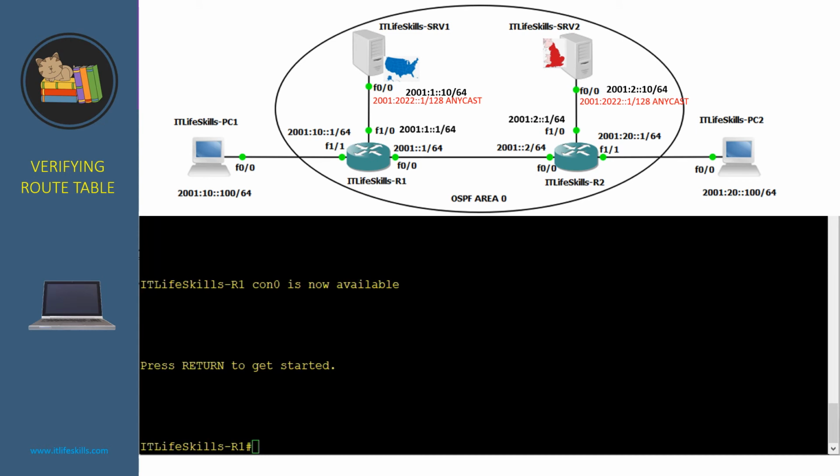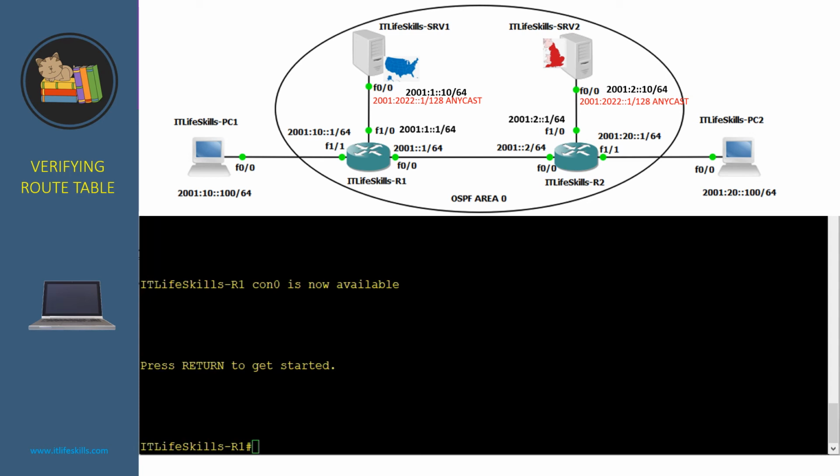As you can see, router 1 can get to the Anycast address either on server 1 via the interface F10 or server 2 via the interface F00. Similarly, router 2 can get to the Anycast address either on server 2 via the interface F10 or server 1 via the interface F00. Let's verify the routing table to see router 1 and router 2 get to which Anycast address.